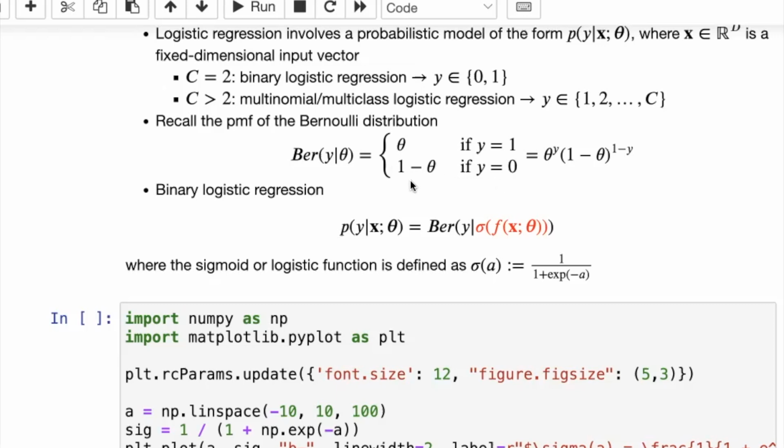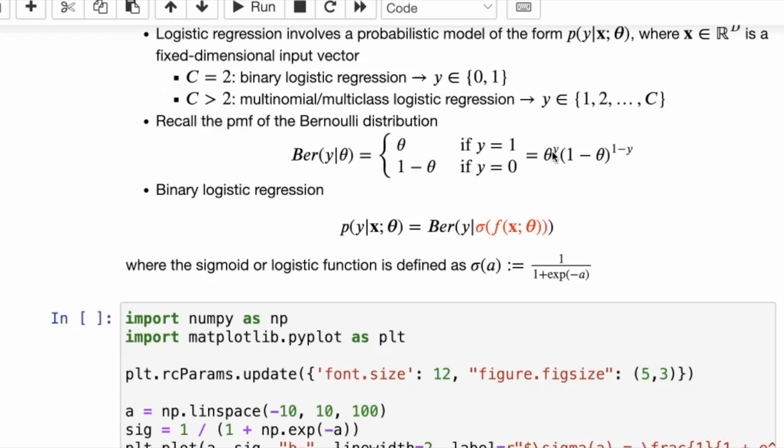And in fact, we can write this in a very compact form. As you have seen, this is something that we always want to do in machine learning and data science, to write functions in very compact forms. And we can write this in the form of theta raised to the y, times 1 minus theta raised to the power of 1 minus y.